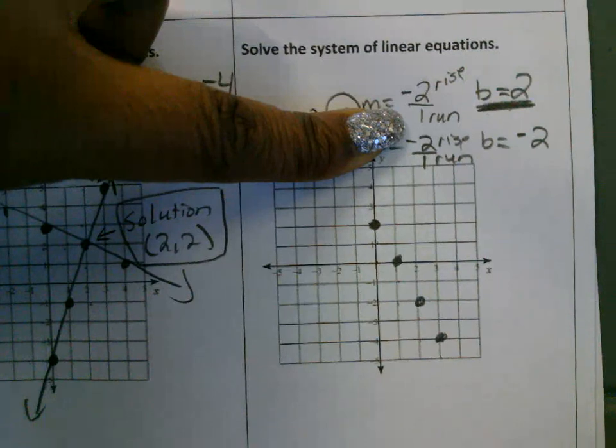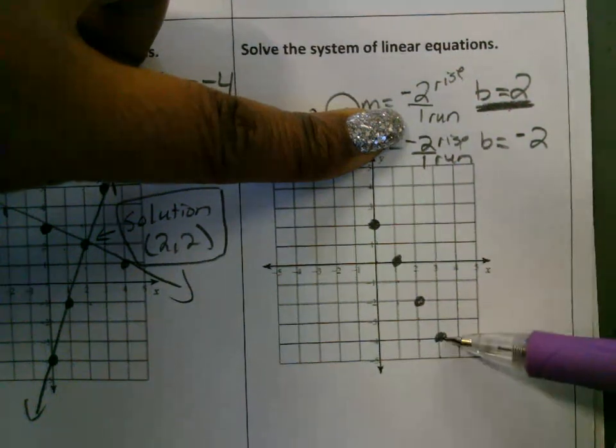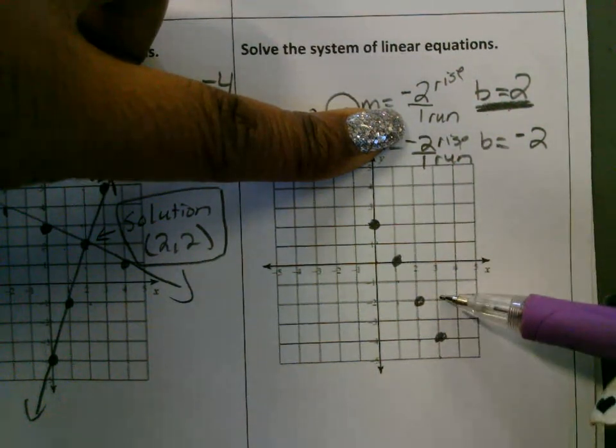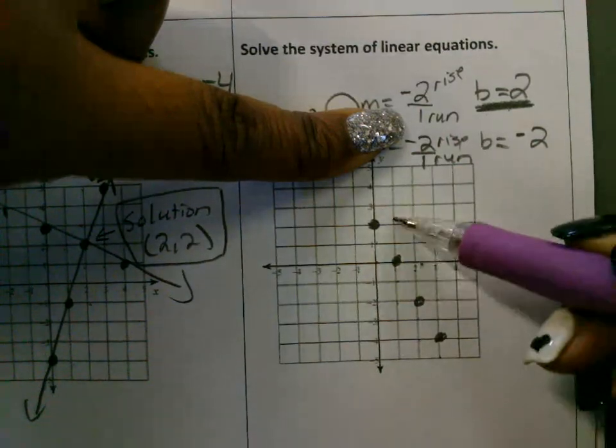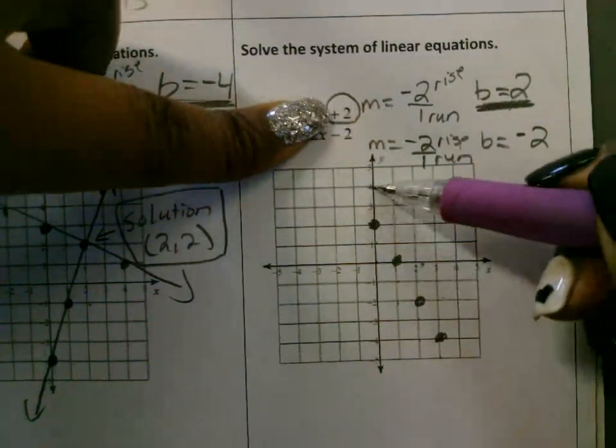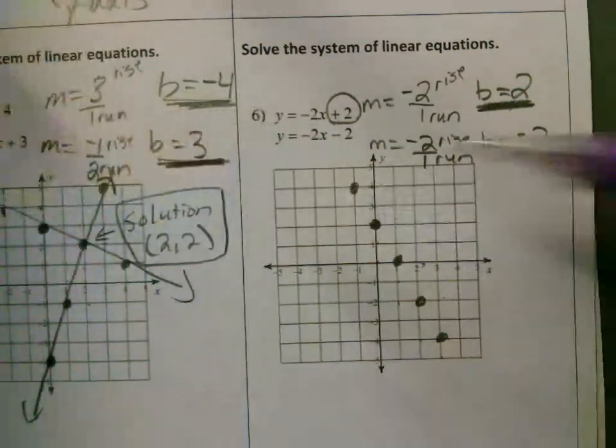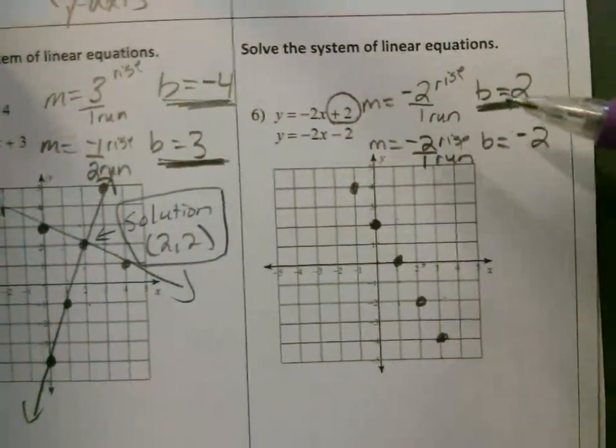All right, very good. Now I'm going to go backwards. Do you see from here, Carter? I go up 2 and to the left 1. Up 2, left 1. Do you see how I'm working backwards to get my other points? Yep.